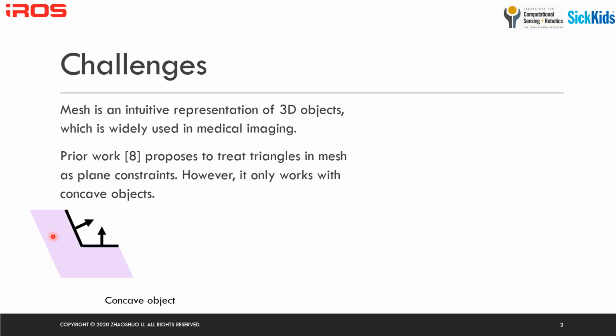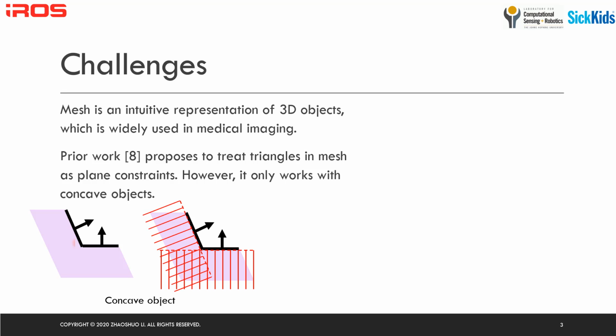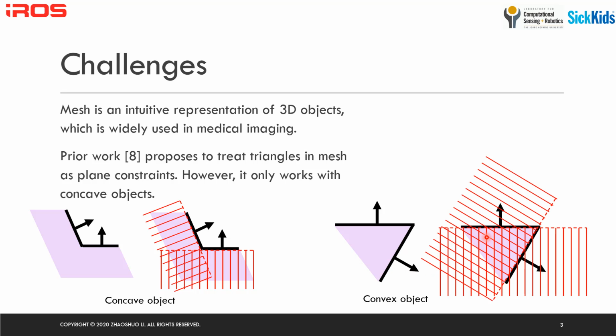For a concave object, if all triangles are used as plane constraints, the red hatched region will be the forbidden region, and the algorithm can produce the desired constraint. However, for a convex object, the red hatched region will remove many theoretically feasible regions as well, leaving only a small space for the robot to move.